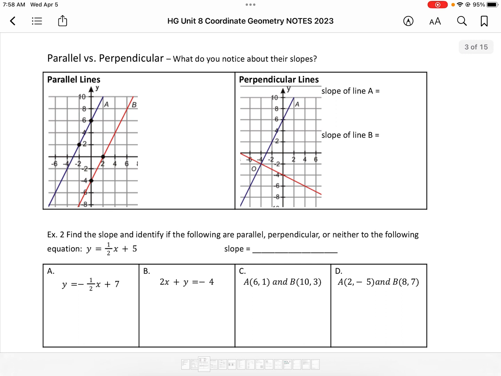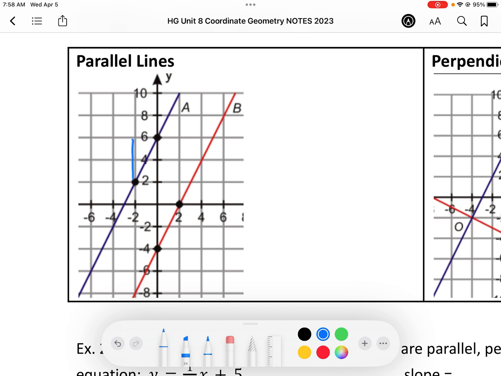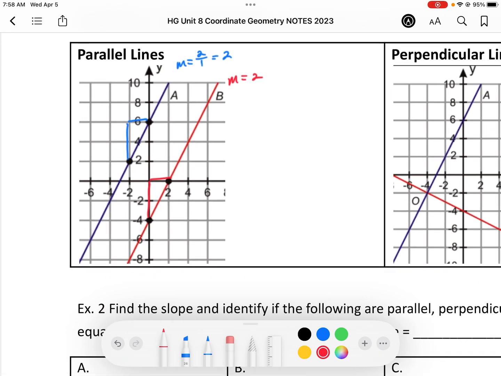Now that we've identified how to write equations of lines, we need to identify relationships between more than one line. And those relationships are either parallel or perpendicular. We say that two lines are parallel or two lines are perpendicular based on their slopes. Okay? When I have parallel lines, if I look at these two examples here, the slope of line A is rise 2, run 1, or just 2. And if I look at the slope of line B, that's rise 2 and run 1 as well. So since they have the same slope, that means they will never intersect. They are parallel.